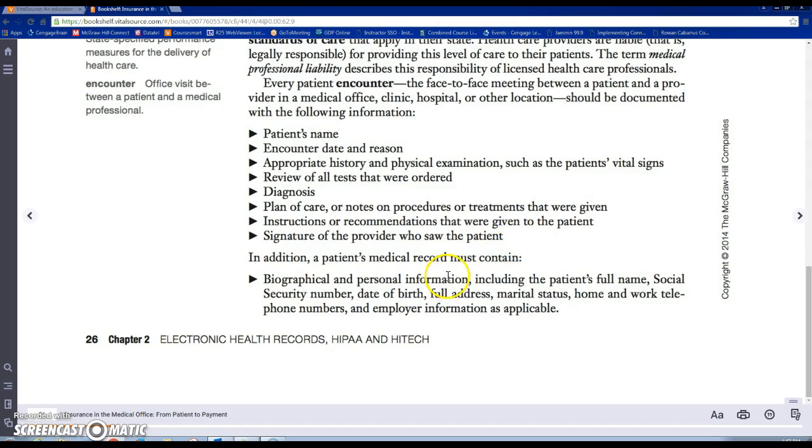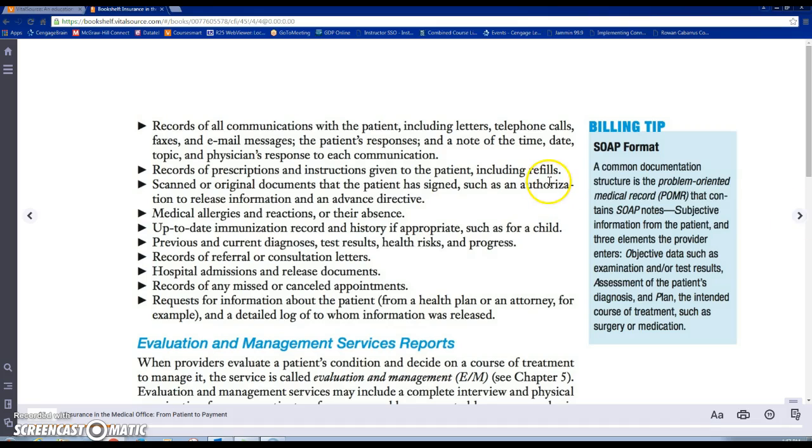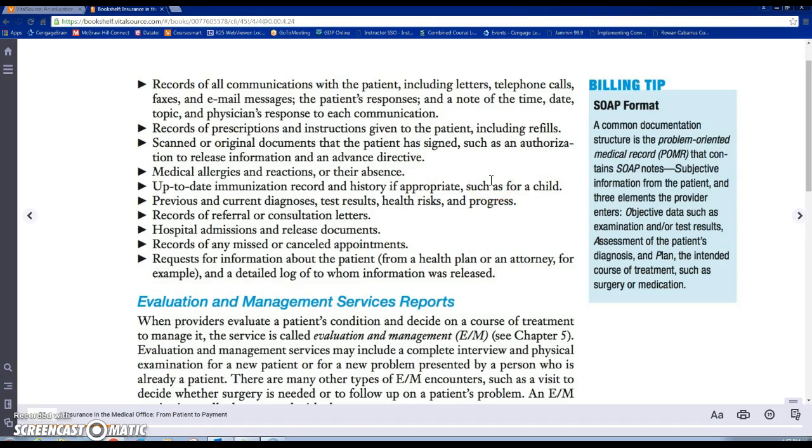In addition to that is all your data, your address, your insurance information, your social, all that type of stuff is also collected at that point. So all your vital information is taken care of. There can be a lot of other stuff in here, so your records, your allergies, immunization records, just depending upon what you're being seen for and what type of physician is seeing you.